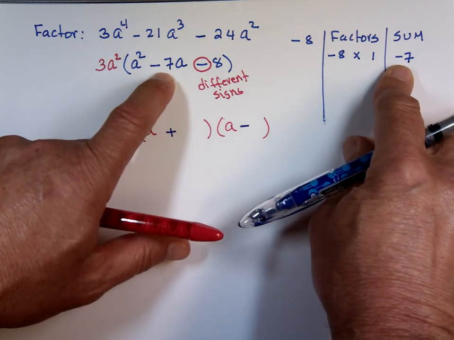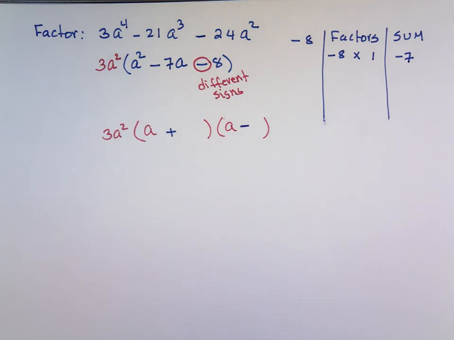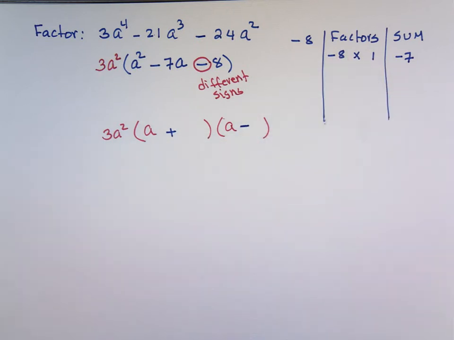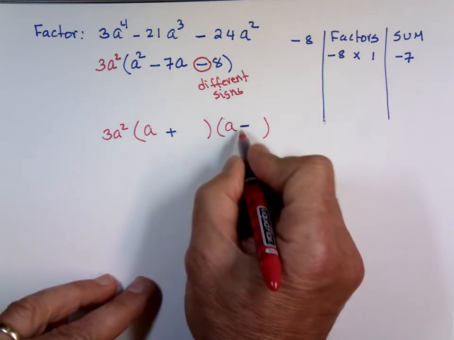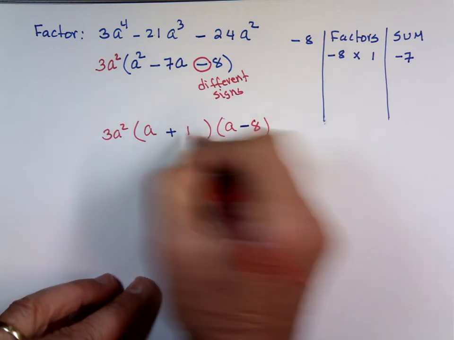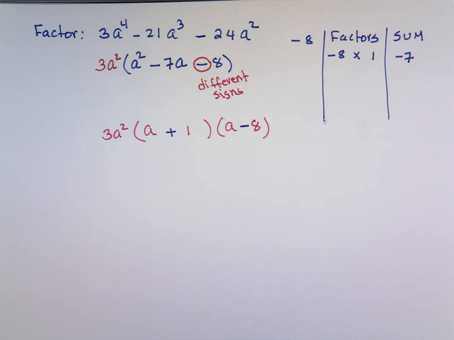Once you have that matching number, you're done. There's your two numbers. The minus goes with the 8. There's the minus, there's the 8. The plus goes with the 1. And now we've factored this problem completely.